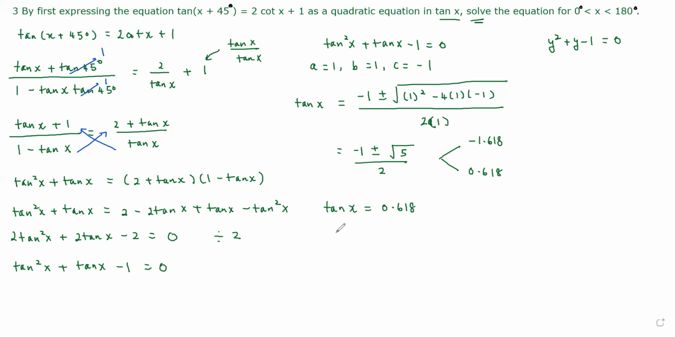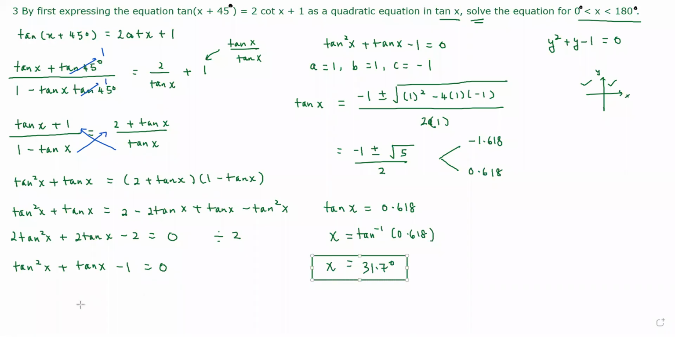0.618. And since this is positive, tangent is positive in the first quadrant, because of the restriction on the angle x here, in between 0 and 180 degrees. So we are only looking at angles in quadrant 1 or 2. This is a positive angle. It must be in quadrant 1. Then we just take inverse tangent of 0.618. Make sure that your calculator is in degree mode and not radian mode. That will give us 31.7 degrees. So this is one of the solutions.